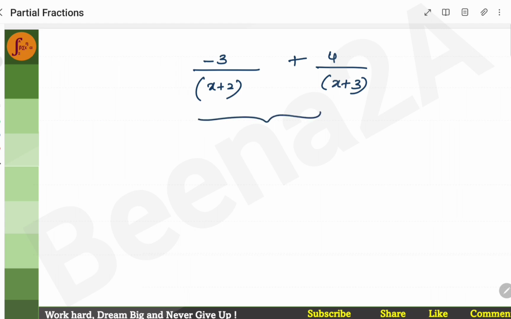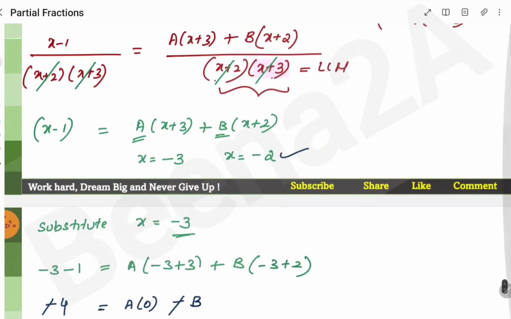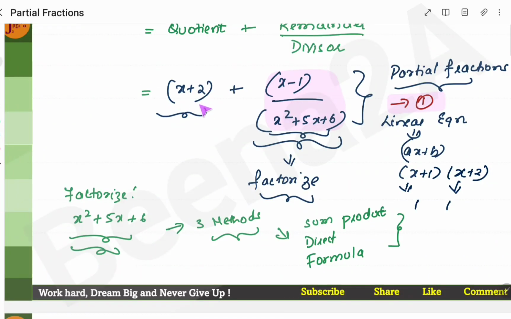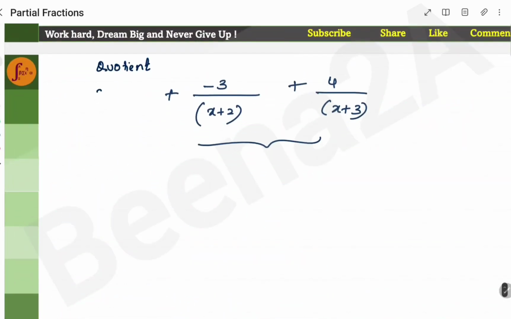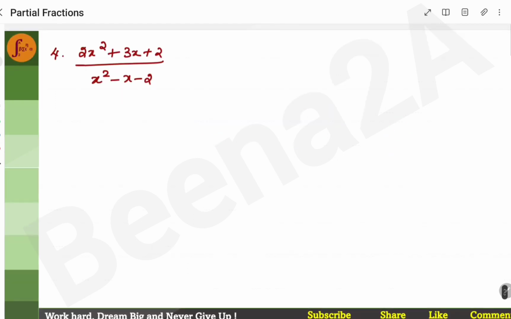Now what is the last step? We have to put the quotient. Let's not forget the quotient. What was the quotient that we got? We'll have to add the quotient. Quotient is x plus 2. So we'll just put x plus 2 here. So this is the final answer. Now let's go to the next problem.